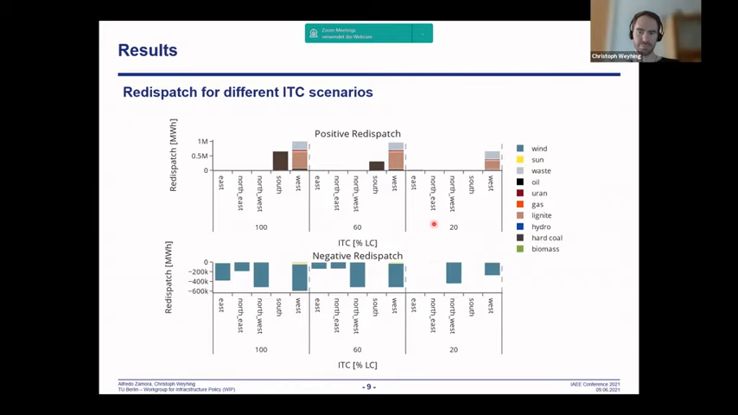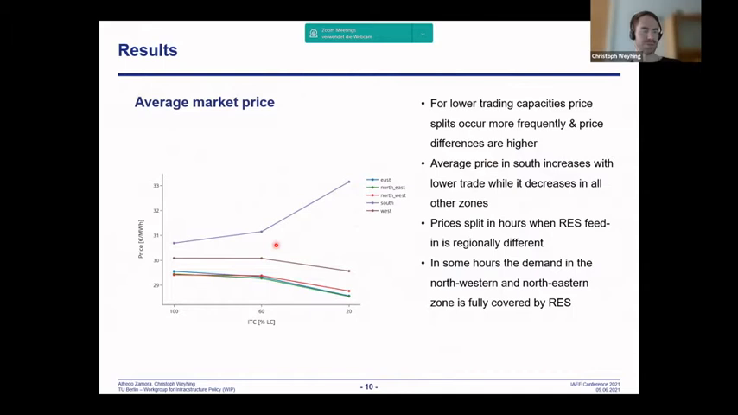When we look at average market prices, so before redispatching, and if we look at the average over the whole year, which we can see here, we see that for the 100% scenario with high exchange, the differences between the zones are rather small. They're under 2 euros per megawatt hour. The highest prices we have in the south, followed by the west, and the other three zones have almost similar prices. And when we decrease the exchange capacity, the gap is widening only slightly for 60%, but for 20% interzonal trading capacity, we have a bigger split between the zones.